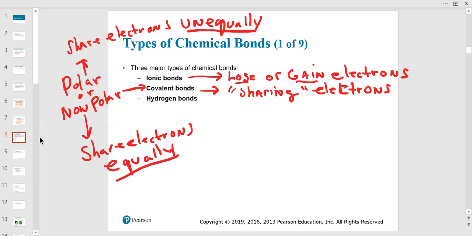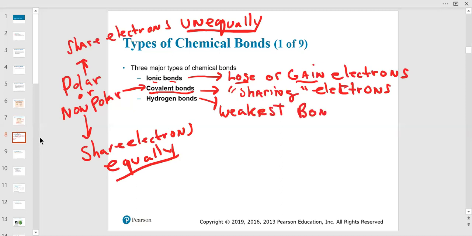Now, hydrogen bonds are important too. This is the weakest bond. So remember, covalent bonds are the strongest, especially the nonpolar covalent. Ionic bonds are the next strongest, but the weakest bond is the hydrogen bond, because it's designed to be broken in some areas. So it's the weakest bond.